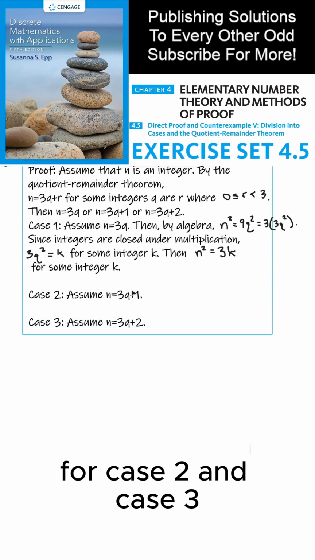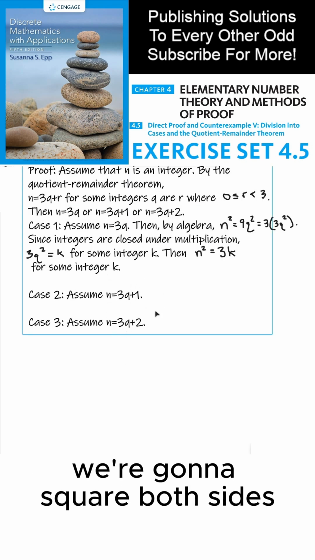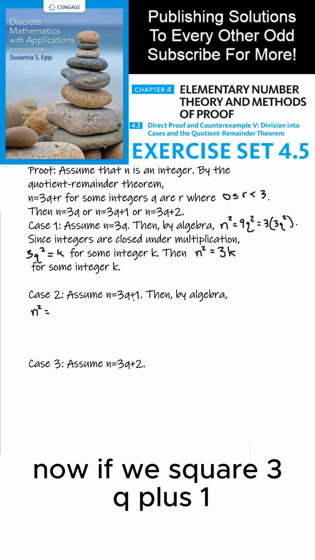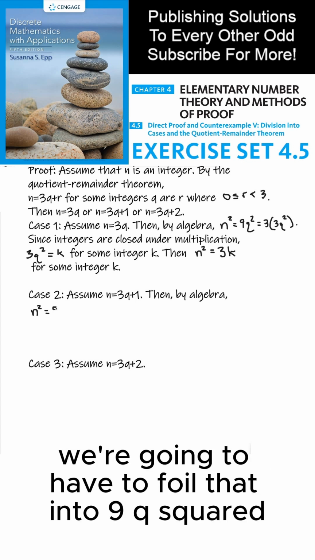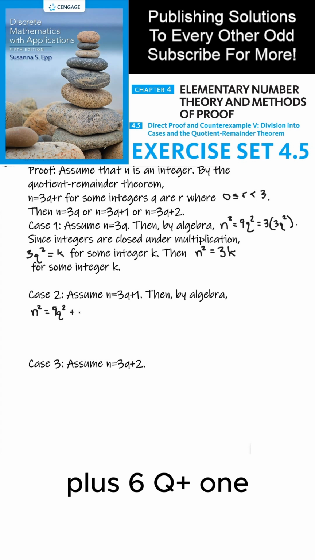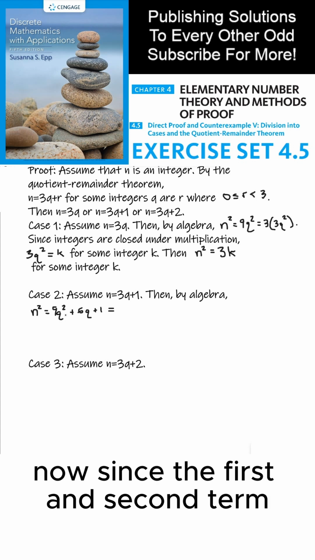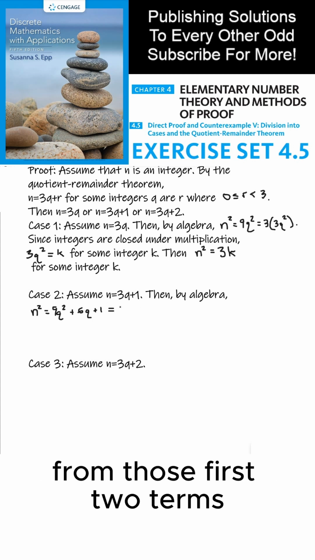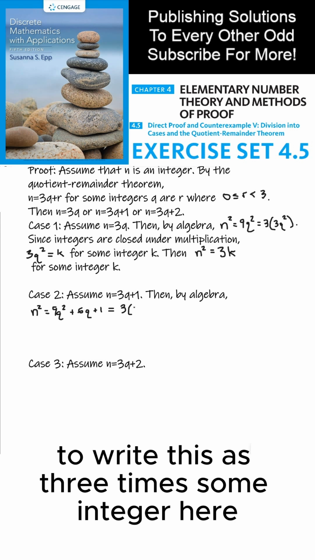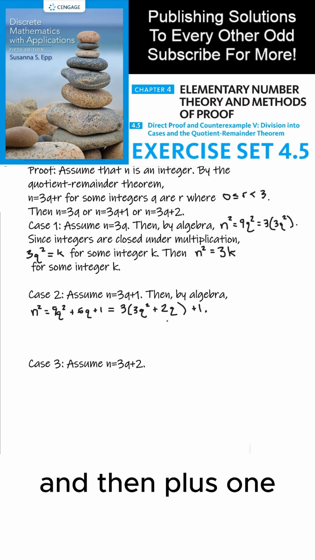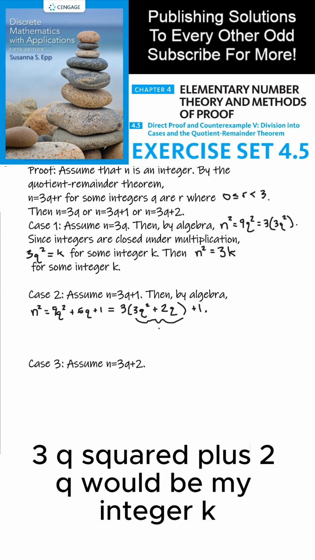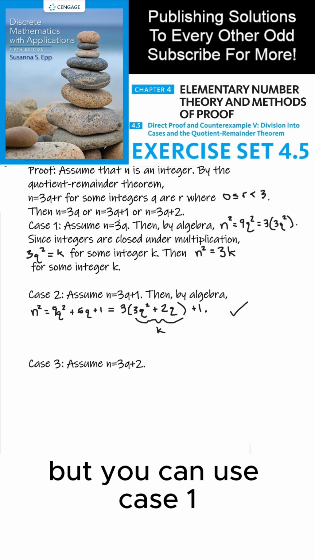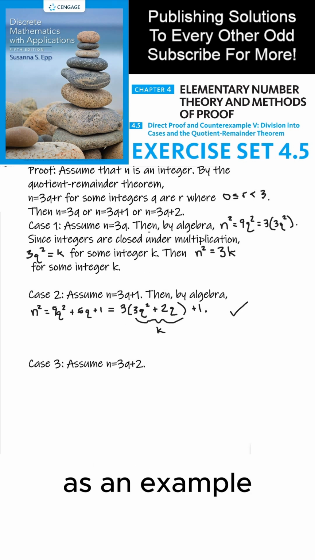For case 2 and case 3, we're going to apply the same trick. We're going to square both sides. So here the algebra is that n squared equals, now if we square 3q plus 1, we're going to have to FOIL that into 9q squared plus 6q plus 1. Now since the first and second term are both divisible by 3, we can pull out a factor of 3 from those first two terms to write this as 3 times some integer here, and then plus 1. And so in this case, 3q squared plus 2q would be my integer k, and we would be done. I would formalize this a little bit more, but you can use case 1 as an example for our framework.